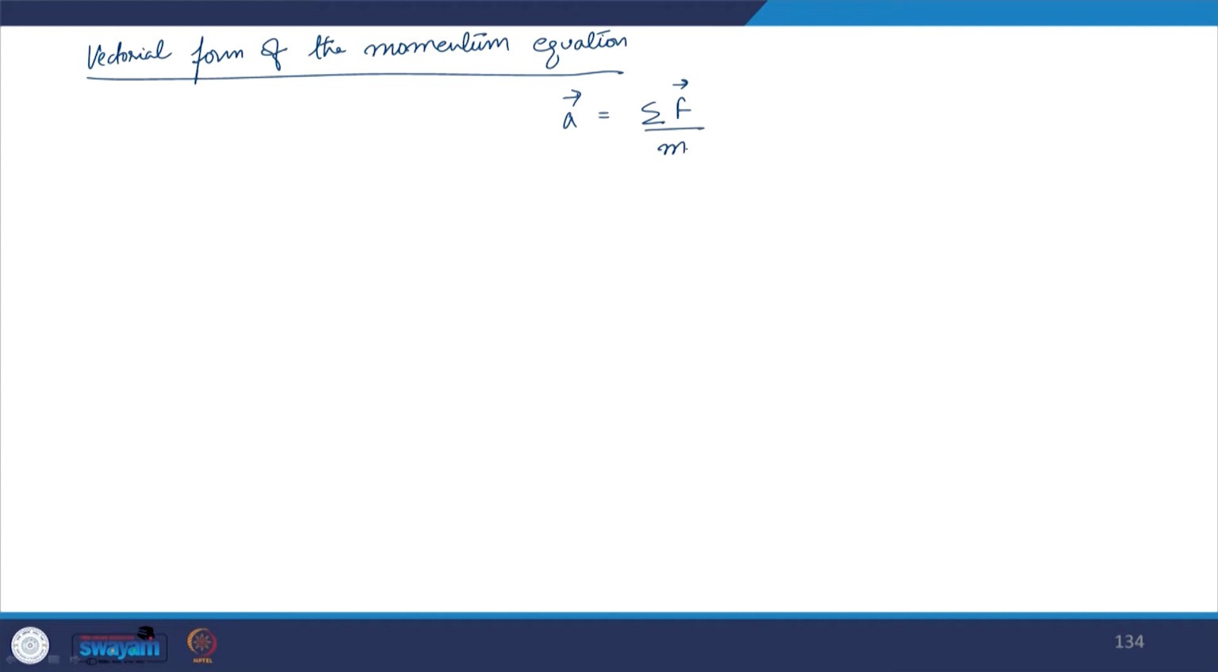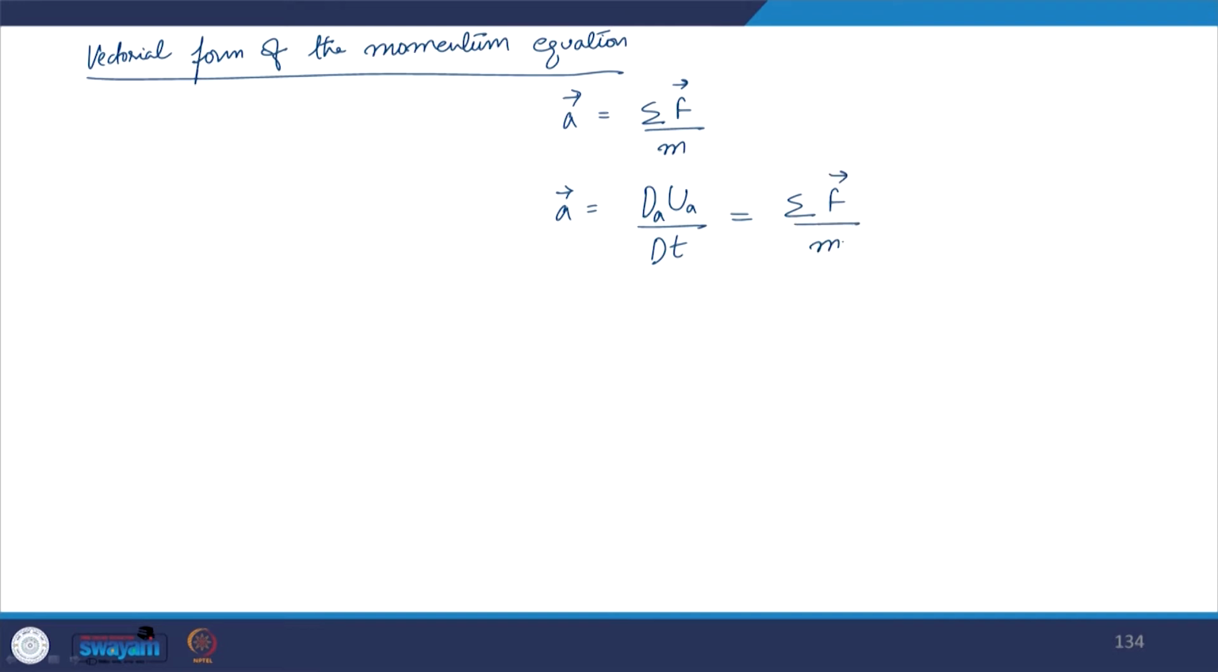Now, if we apply this to an inertial frame of reference, a frame of reference which is either at rest or moving at a constant velocity, then we can write the acceleration vector as d_A u_A by dt. What is d_A? This total derivative is the inertial derivative. That means, it is operating with respect to a frame of reference which is at rest, right.